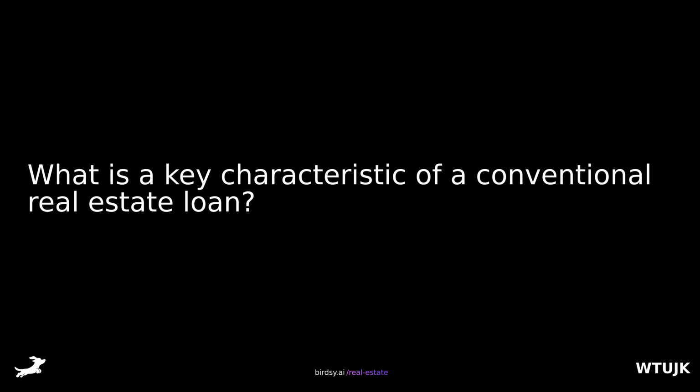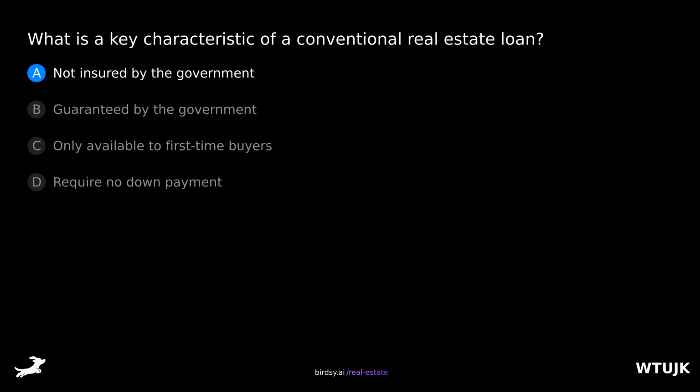What is a key characteristic of a conventional real estate loan? Is it A, not insured by the government, B, guaranteed by the government, C, only available to first-time buyers, or D, require no down payment?